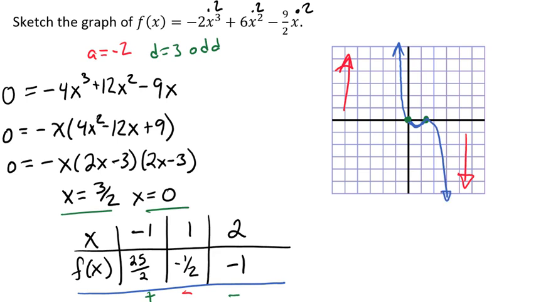One of the reasons we knew it wasn't going to cross at 3/2 is because the 2x minus 3 appeared twice, so we knew it was just going to touch and turn. And so here we now have a sketch of our polynomial function. That's pretty simple to do to get that little sketch.